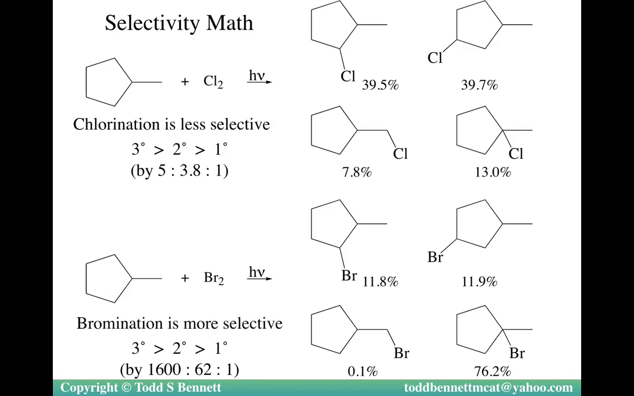So bottom line, chlorination is less selective, bromination is more selective. As temperature goes up, selectivity goes down. So again, something I keep mentioning is if you want to get a primary alkyl halide, use chlorination at high temp. If you want to get tertiary, use bromination at low temp. When we get secondary, got to do a little more math, a little more figuring this thing out.